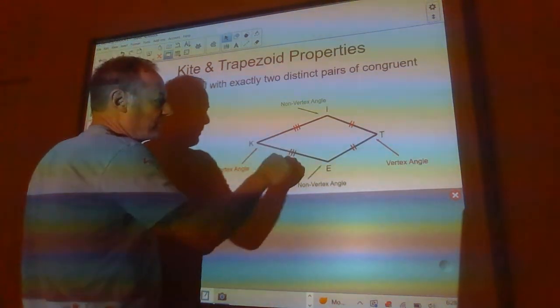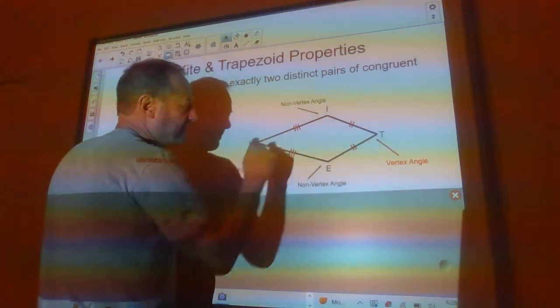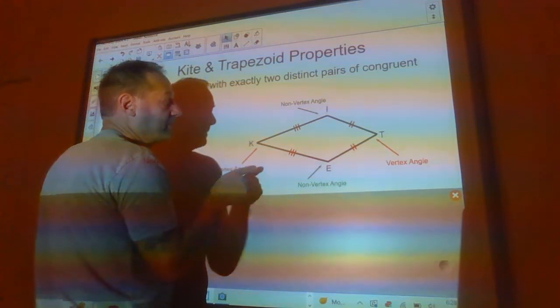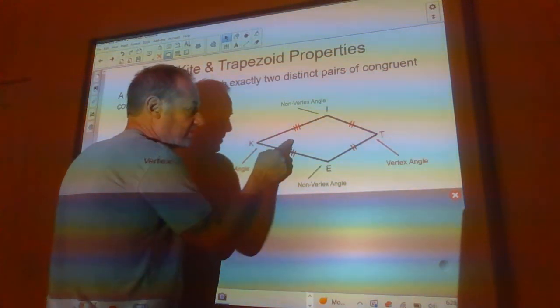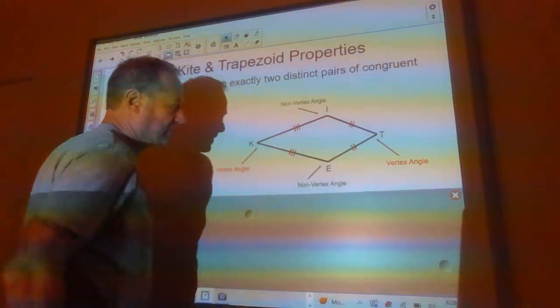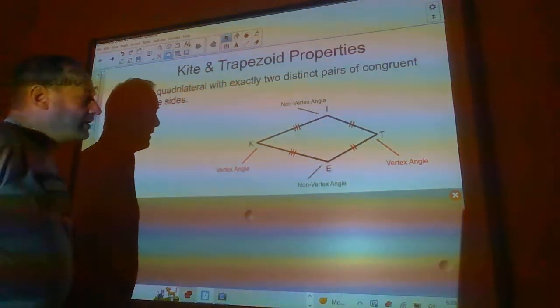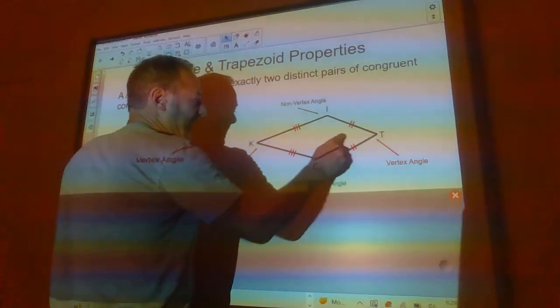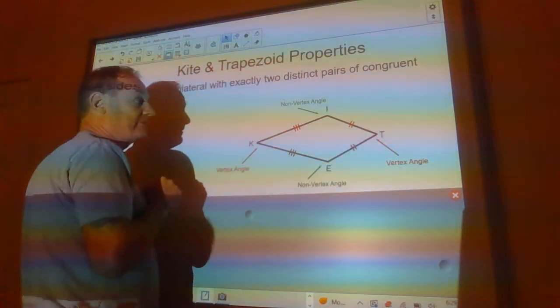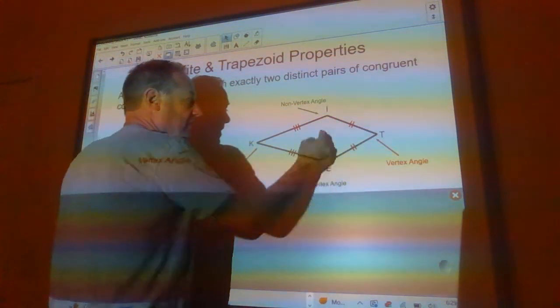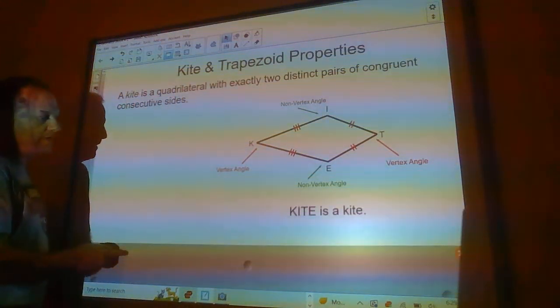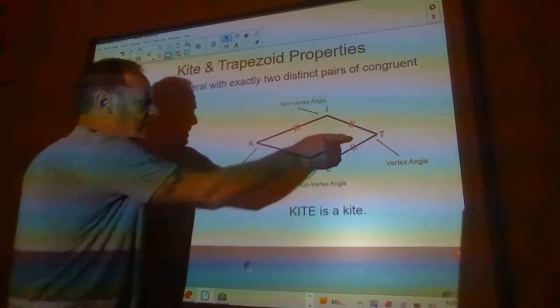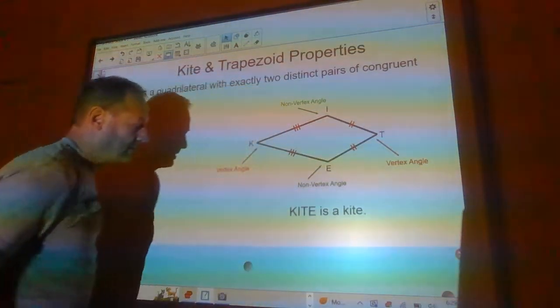It's got four sides. It's got two pairs of adjacent congruent sides. So these two sides are adjacent, they're next to each other, they're congruent. These two sides are adjacent, they're next to each other, they're congruent. These two angles along this axis right here are called vertex angles. These are called non-vertex angles. So this one, K-I-T-E, is a kite.